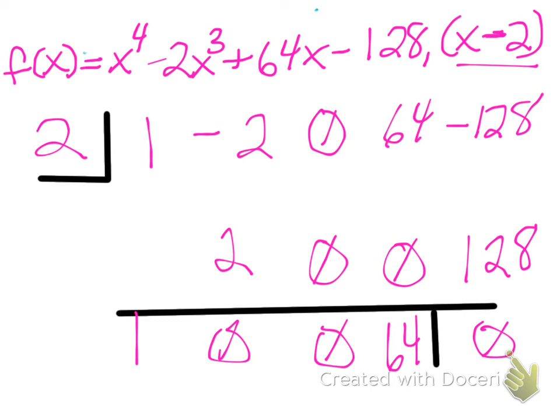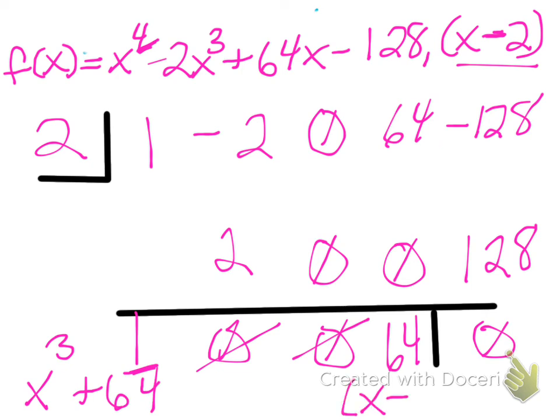So, because this is x to the 4th, this coefficient down here is going to start with x cubed. And it's going to be x cubed. I'm going to have no x squared. I'm going to have no x by itself. And I'm just going to have a plus 64 by itself. So my answer would be x minus 2 times x cubed plus 64. And yes, there is another way to factor this x cubed plus 64, but I don't want you guys hurting yourselves too bad for that right now.